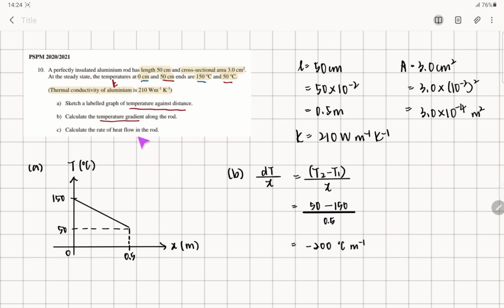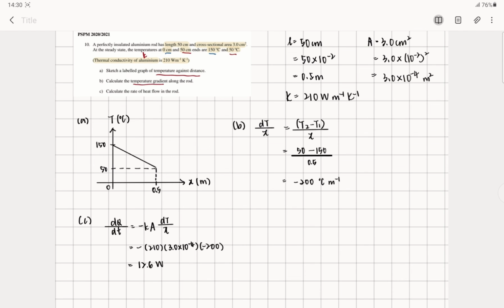Calculate the rate of heat flow in the rod. Saya guna formula ini, lepas tu gantikan nilai masing-masing. Akhirnya dapat jawapan 12.6 watt.